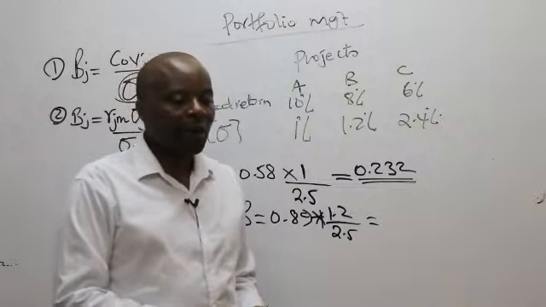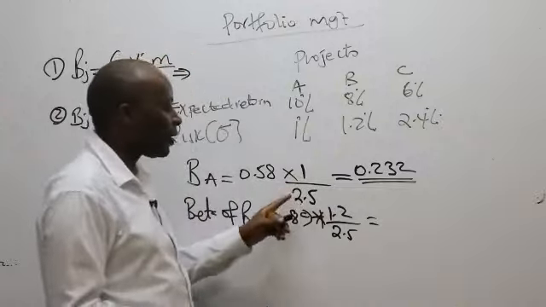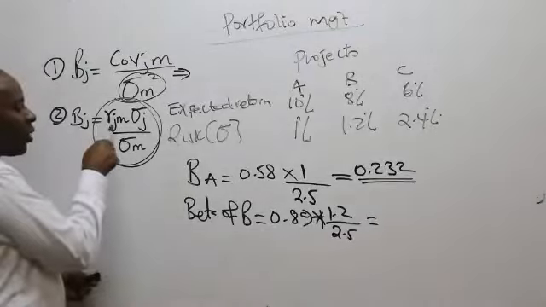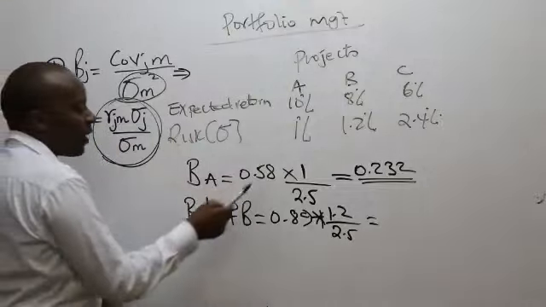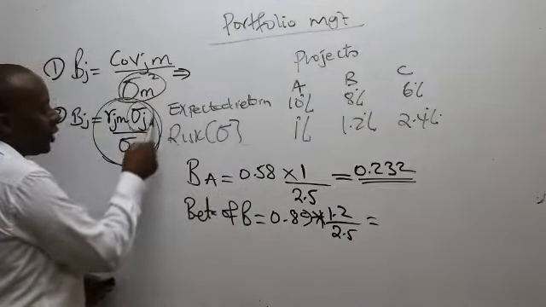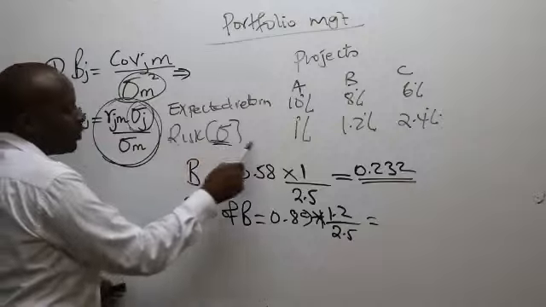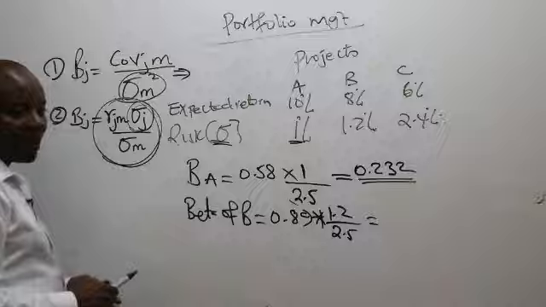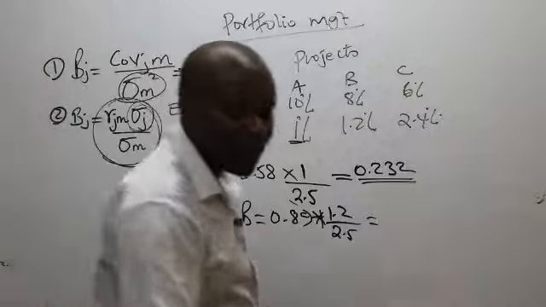Beth is asking, where do we get this 1 over 2.5? It's very easy. I'm using this formula. You take the correlation coefficient, 0.58, times the standard deviation of the security. Standard deviation of A is 1, all over the standard deviation of the market, which has been given.